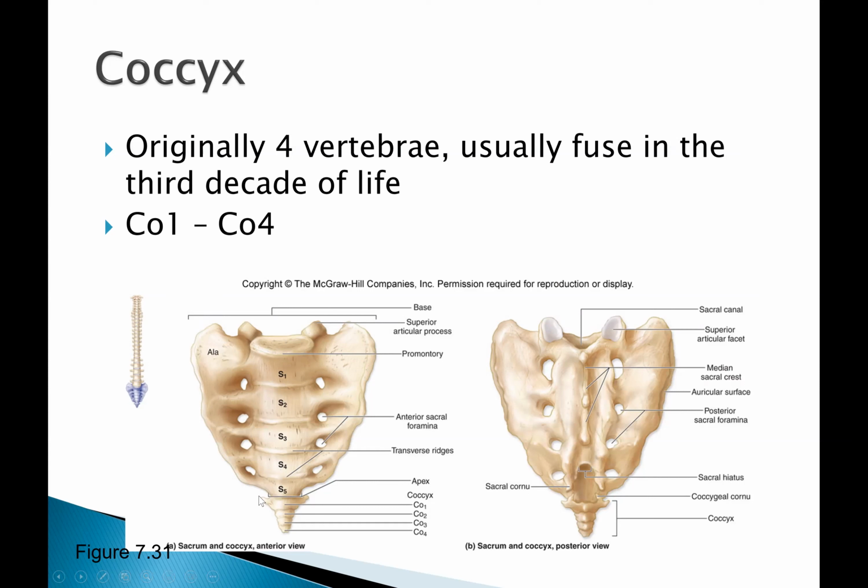And then the most inferior bone is the coccyx. This is the tiniest one right here. It's actually a fusion of 4 bones. Again, you label it CO1 to CO4. And again, in your 20s and 30s, that's when this will fuse into one separate bone. This is your tailbone, the coccyx.